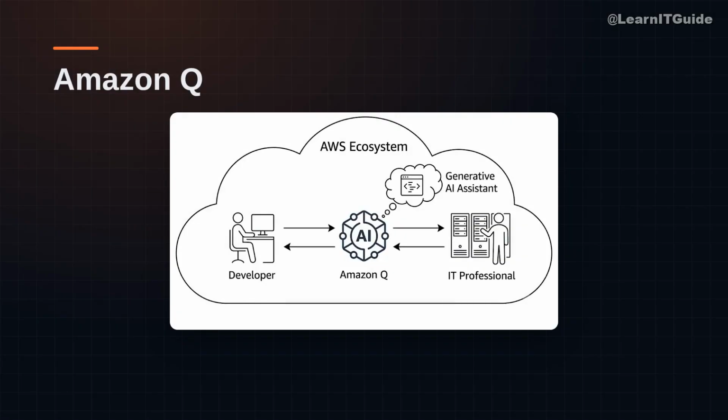Amazon Q is the generative AI assistant designed specifically for developers and IT professionals working within the AWS ecosystem. Let us look at what it actually does.